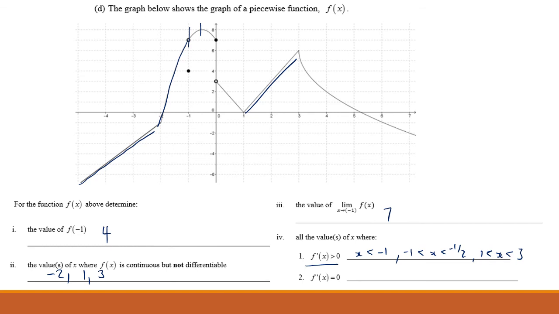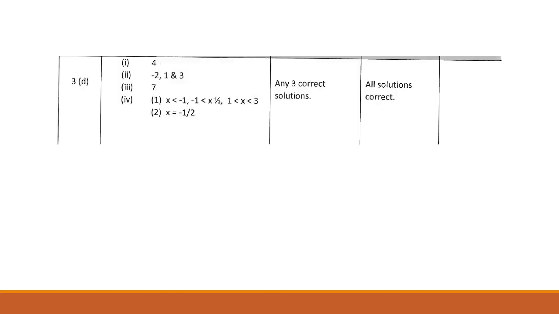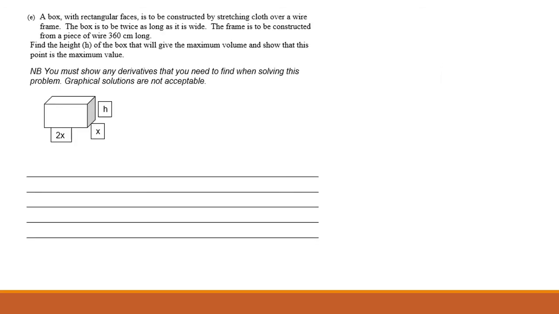And where is the gradient 0? That's at that turning point. x is -1/2. Okay, again, 3 of these correct solutions, so 1, 2, 3, 4, 5 options there for correct solutions. You needed 3 to give you an achieved, and all correct gave you your merit.